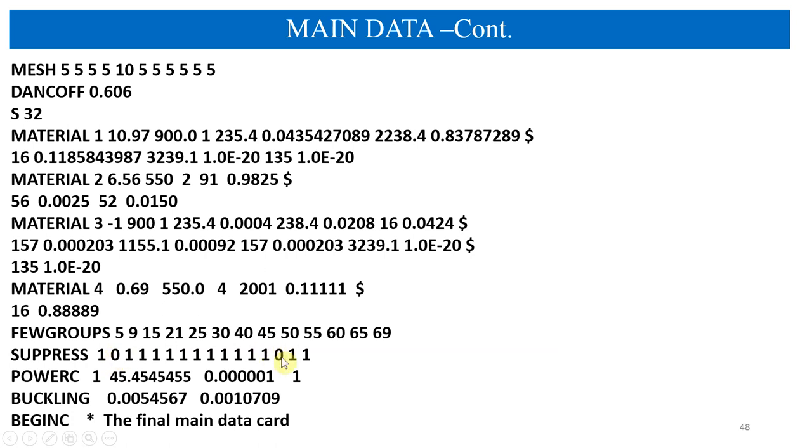And the 0 in the 14th number means that I want to see the multi-group cross sections. And finally, I put power C, but here I'm using a very, very small time for isotope inventory for one cycle. Why did I do this? Just to initiate the run and put the buckling to account for the leakage. And beginning, A card, it means that I finished my main data.